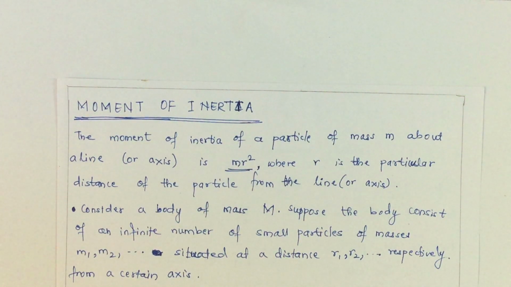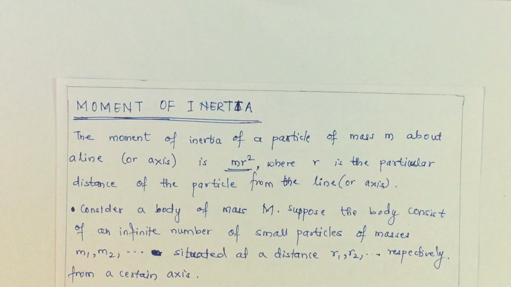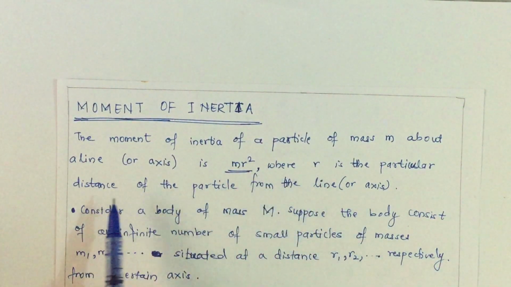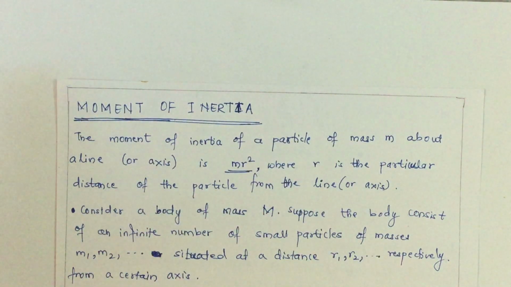Hello students, we move on to the next application of double and triple integration, that is moment of inertia. What is moment of inertia? Moment of inertia of a particle of mass m about a line, or you can say about an axis, is given as m r square, where r is the perpendicular distance of this particle from the axis. Right? We all know what is moment of inertia.